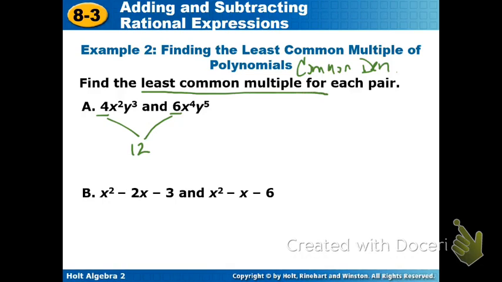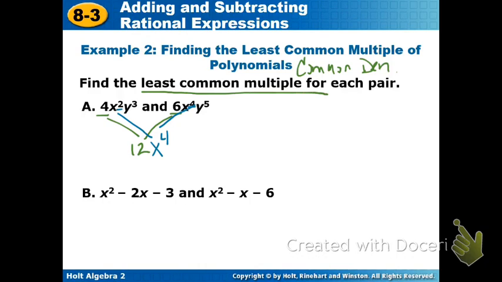Now, let's look at the x's. All right, you have an x squared. That means you have how many x's? 2. You have an x to the fourth. That means you have how many x's? 4. So to represent all the x's, how many would we need? We would only need the 4. Very good. Because when I use my x to the fourth, are these two still represented? Yes. So that will pull them both in. Okay? And then do your y's.